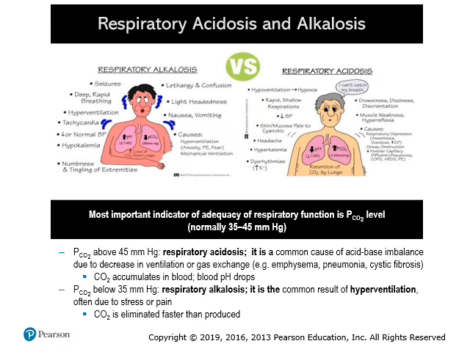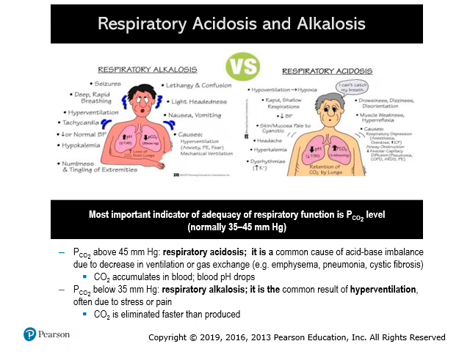Usually, the normal level is between 35 to 45 millimeters of mercury pressure. Now, if your carbon dioxide rises above 45 millimeters of mercury pressure, then the body experiences respiratory acidosis. It is a common cause of acid-base imbalance due to decrease in ventilation or gas exchange. And these are very common among people with emphysema, pneumonia, and cystic fibrosis. Carbon dioxide accumulates in the blood and the blood pH drops.